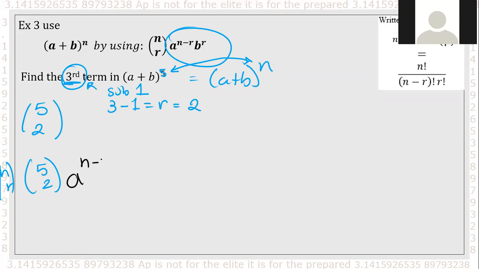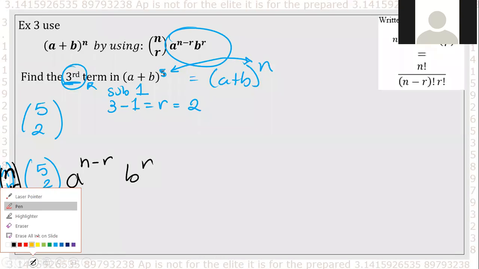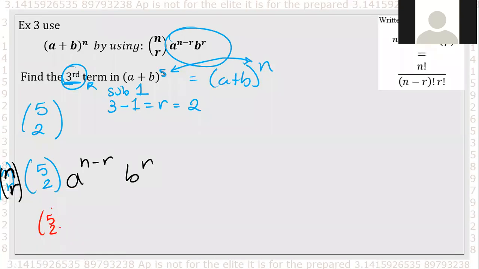A to the n minus r, b to the r, where this is my n and this is my r. So let's go ahead and fill this in. I got 5, 2. My a term did not change because my a term is still a. My n minus my r is going to be 5 minus 2, where my n is 5. And my b is just my r, which is the 2.